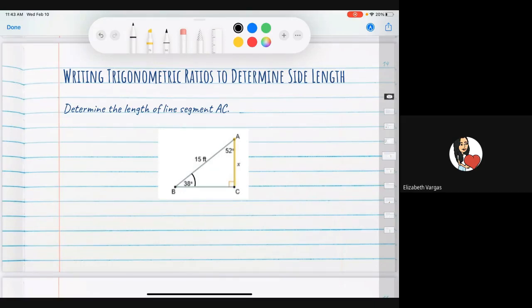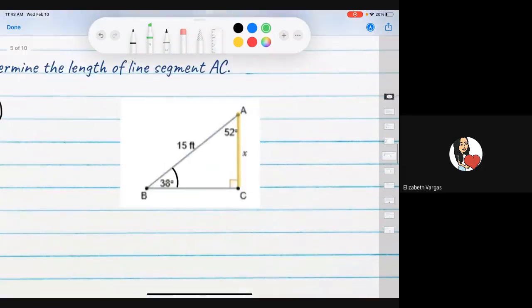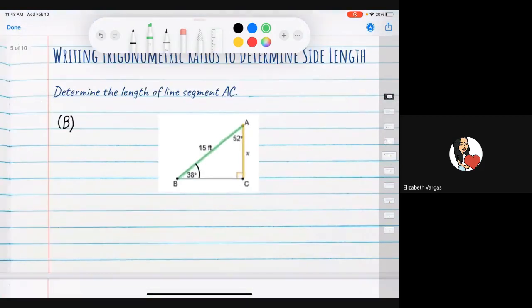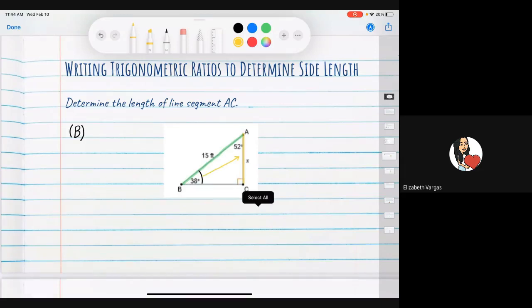And so when I input this acute angle, angle B, I want to identify what I am given. It looks like I am given, I'll put what I'm given in green, the hypotenuse, right? And what I'm looking for is the side which is opposite my acute angle, right? This is the side which is opposite my acute angle.